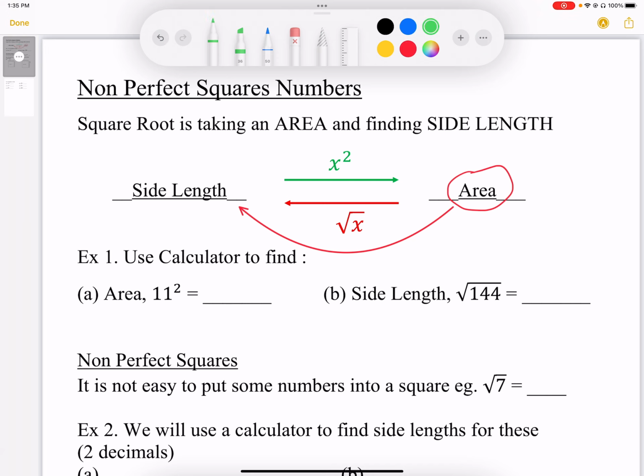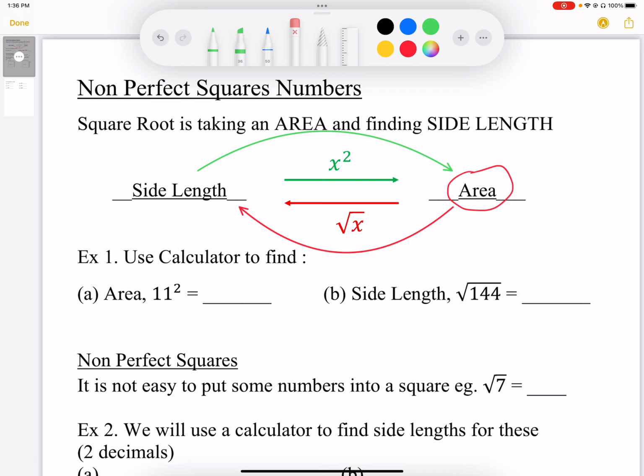When we're talking about squaring something, we're going to make squares. So we're going to need a side length, and we're going to make area or square areas. So squaring is finding area, square rooting is finding side length. We're going to take a look at non-perfect squares, but we're going to first start with just practicing finding square area and side length.